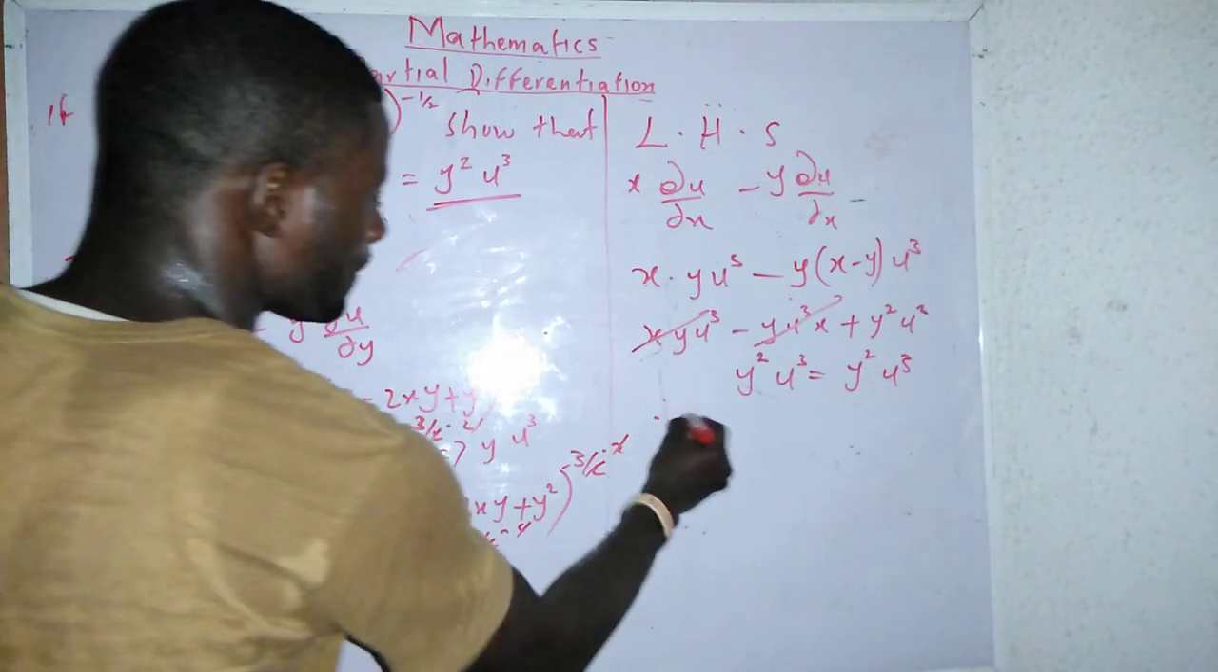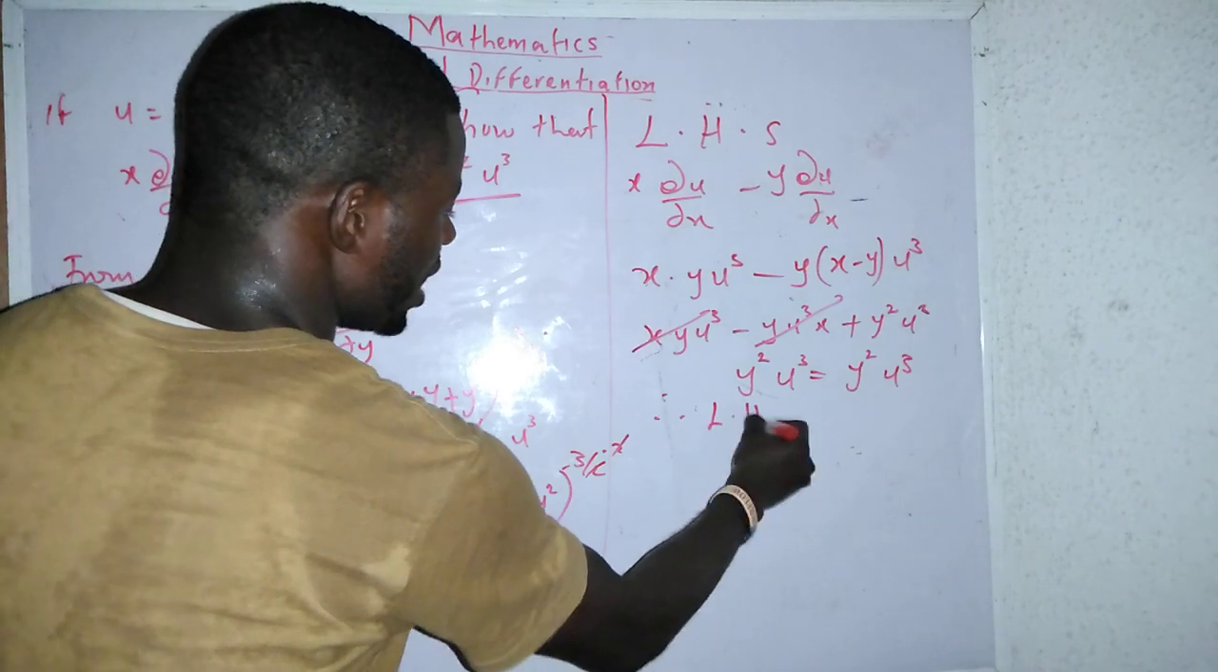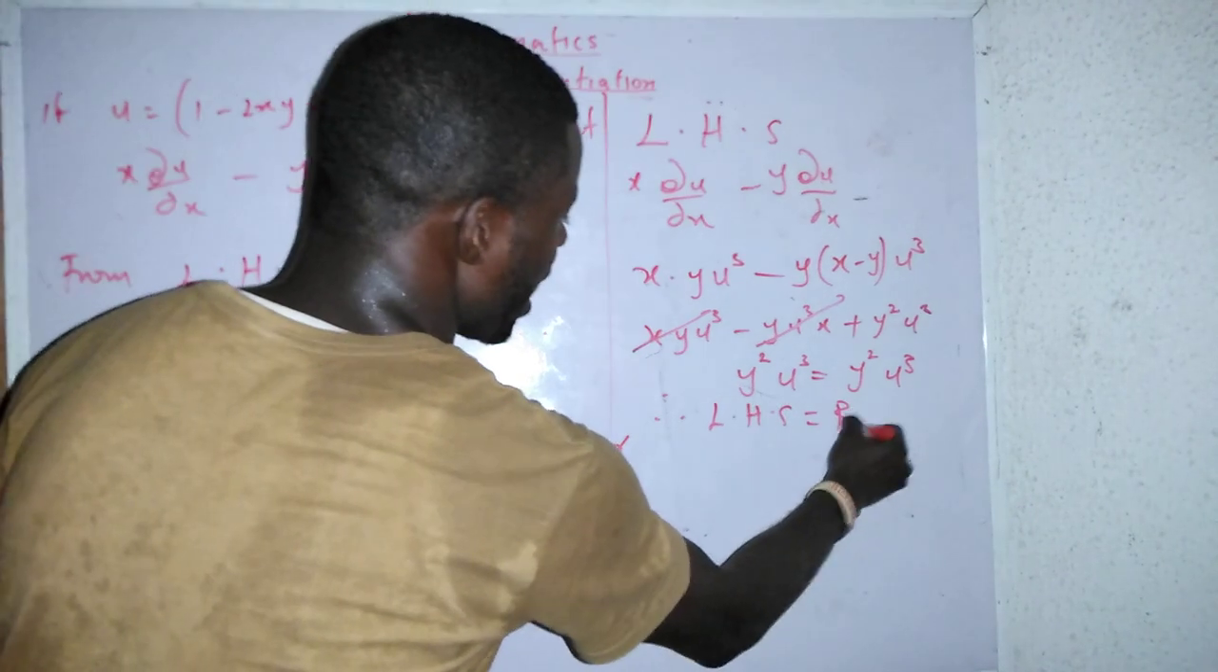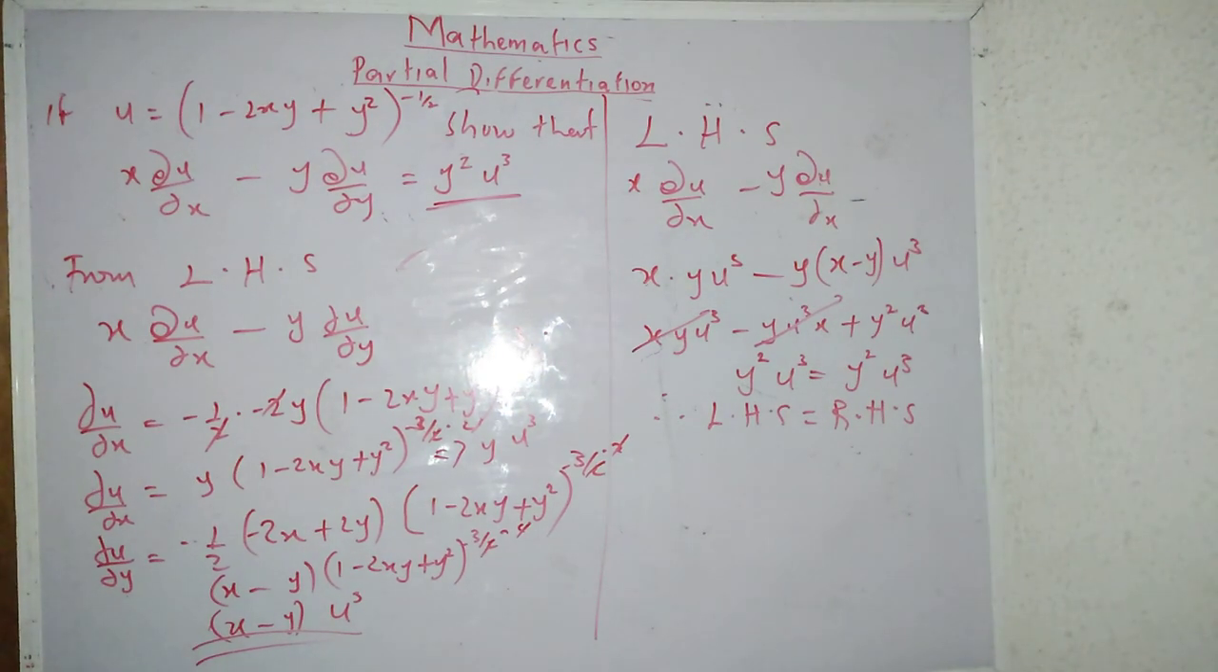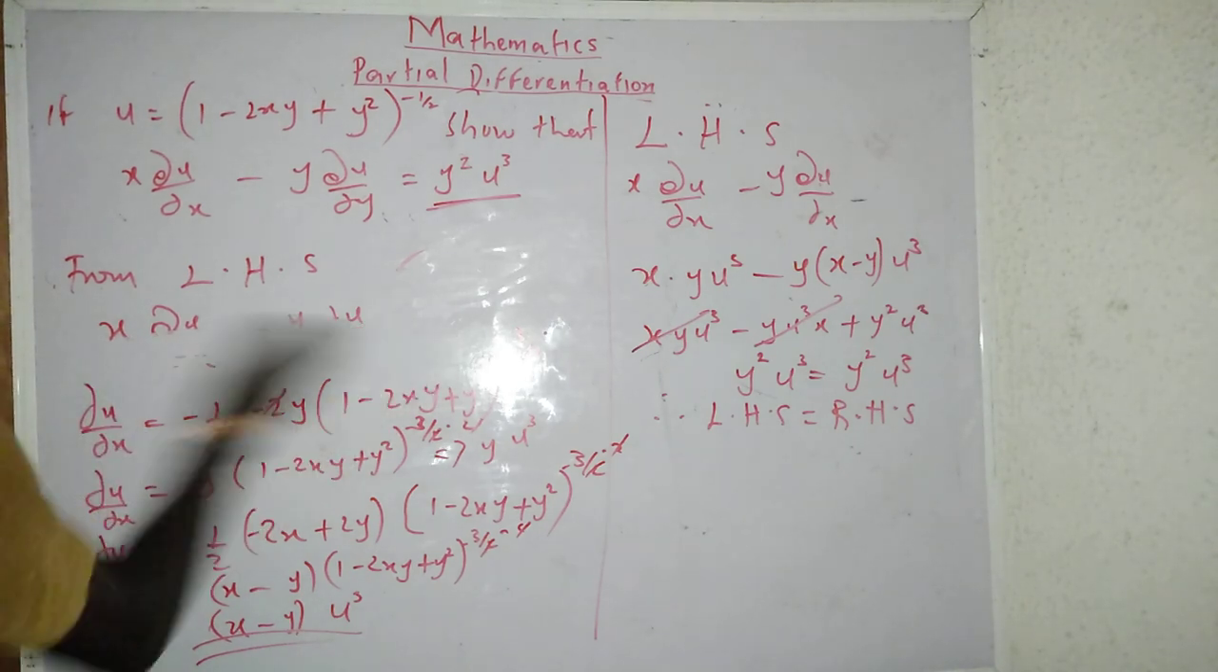Now, therefore, LHS is equal to RHS. That is my final answer. Now, that is all. Since my LHS is equal to RHS, it is proved.